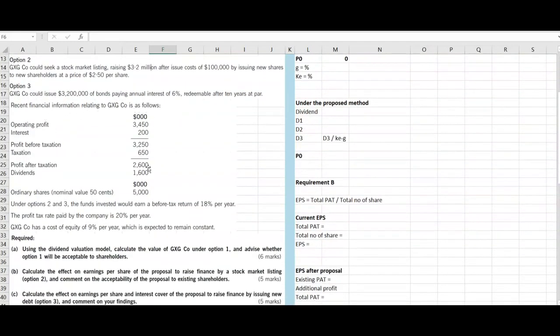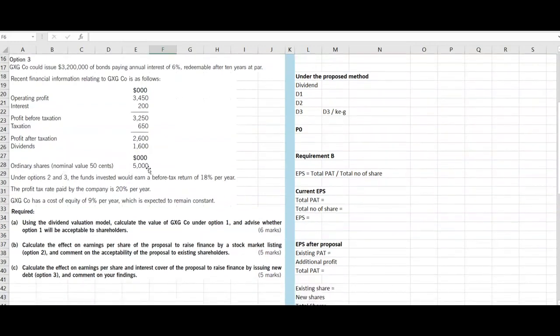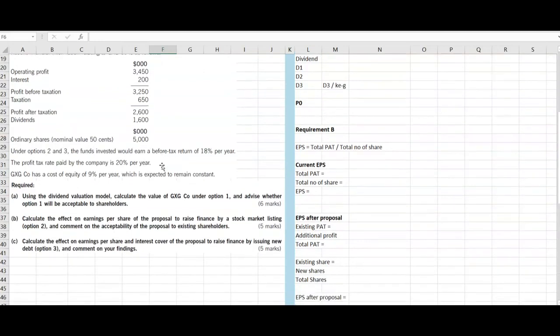We also have some common information. Recent financial information relating to GCO is as follows: operating profit, interest, PBT, taxation, profit after taxation, dividends, ordinary shares, and the nominal value is 50 cents. Under options 2 and 3, they have given some data. We'll leave that. The profit tax rate paid by the company is 20% per year, and GCO has a cost of equity, that is KE, of 9%, which is expected to be constant. So these are the information.